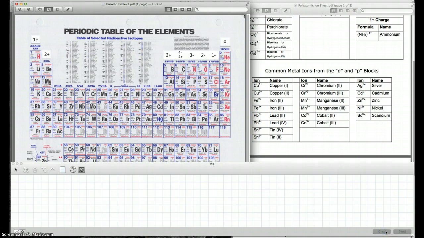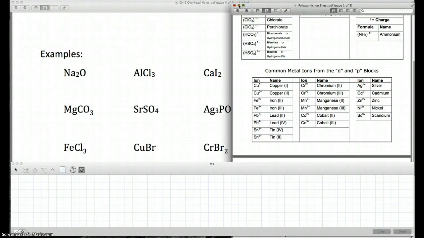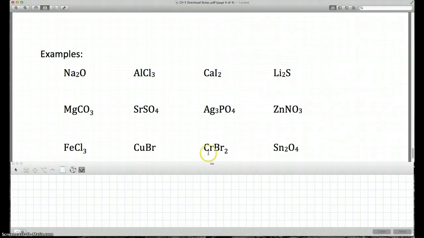Why don't you try the next two examples here? Chromium and bromine, and tin and oxide. And actually, we'll talk about this here in just a second because that is a typo. Yeah, do chromium and bromine here together. Pause the video, do it, and then when you come back, we can go over it.